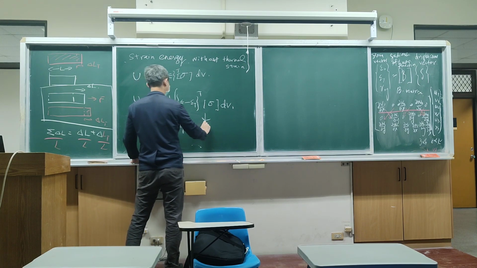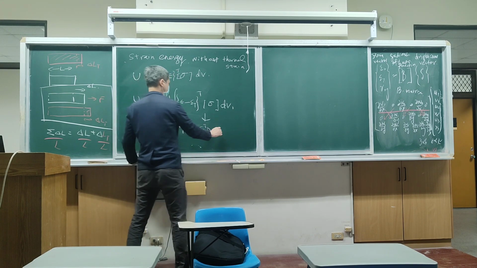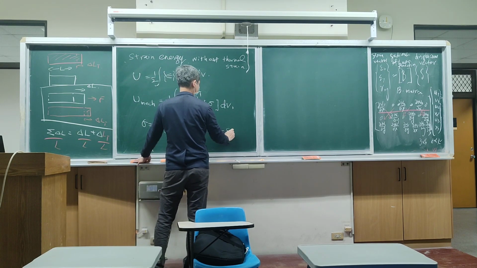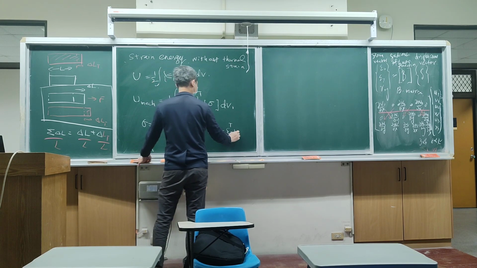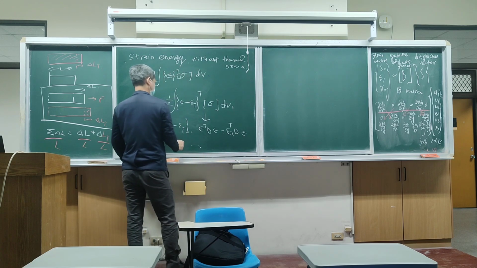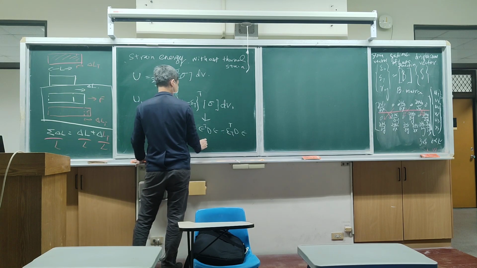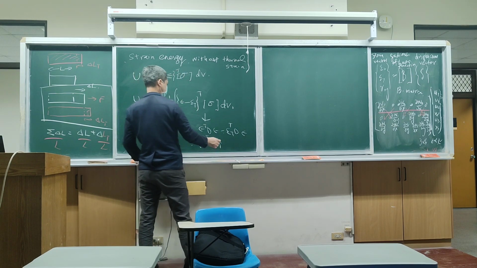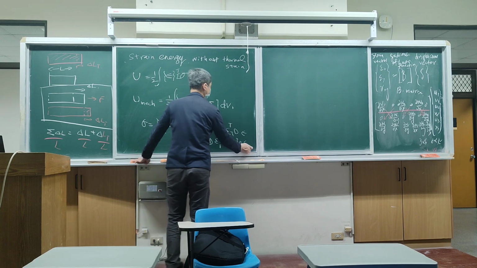You're going to have epsilon transpose D epsilon, and then minus this thermal strain transpose, and then D epsilon, and then what else? You have the epsilon transpose D epsilon T, and then plus epsilon T transpose D epsilon T.